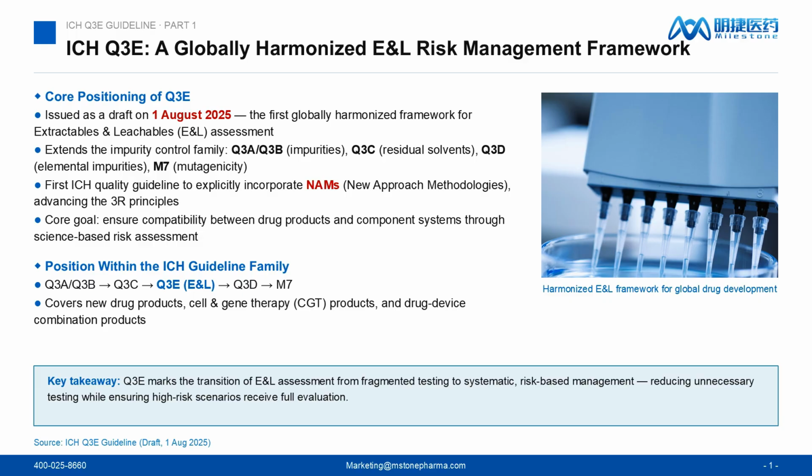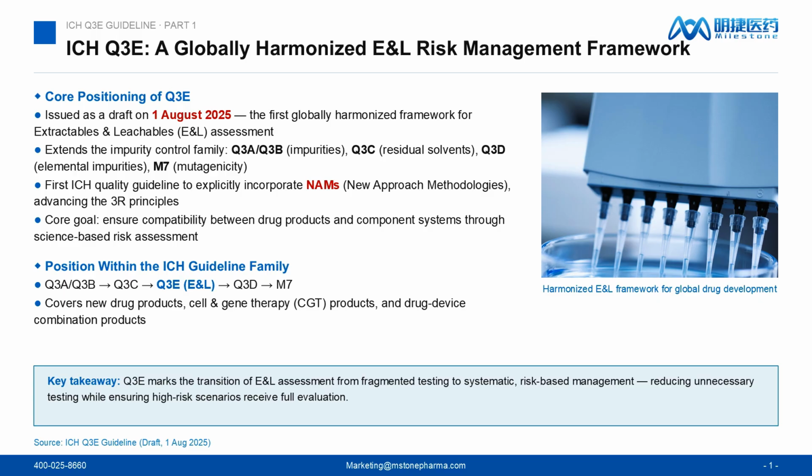Now look at the family tree. Q3A and Q3B handle organic impurities. Q3C handles residual solvents. Q3D handles elemental impurities. M7 handles mutagenic impurities. Notice the pattern. Every class of unwanted chemical in a drug product got its own guideline, except the chemicals that migrate in from packaging and manufacturing materials. Q3E fills that gap. It is the missing piece of the impurity control puzzle.